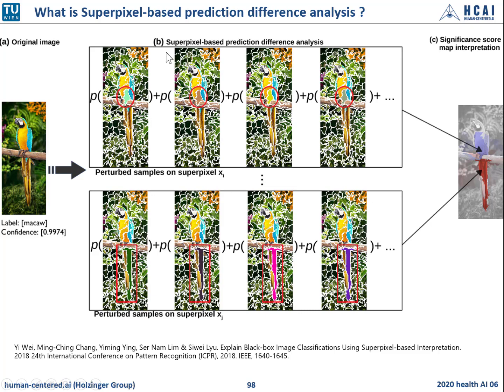So this is the original input image, this bird with classification results. This is a macaw with confidence 0.9. And here we have the prediction difference analysis with superpixels, and the resulting map visualizes what contributed most. The resulting map visualizes the supportive, this is the red, versus unsupportive, blue, likelihood. This is the significance score of the components toward the classification. But this is just for the sake of completeness.